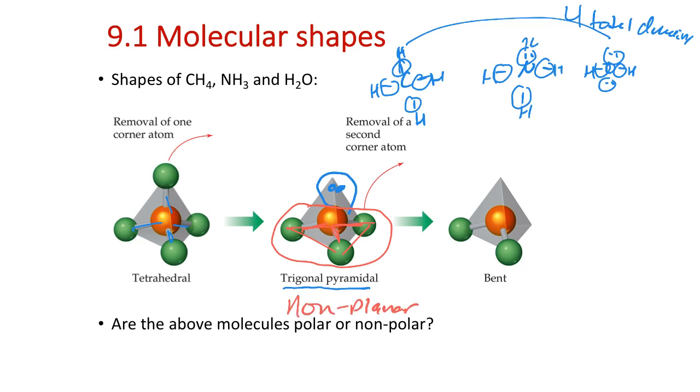Now, planar versus non-planar is different than polar versus non-polar. Planar is just whether or not all the atoms in the molecule exist in one plane versus 2 planes or a 3-dimensional shape. So in ammonia, the nitrogen is in a different plane than the hydrogen atoms. So trigonal pyramidal, so you get a pyramid structure.